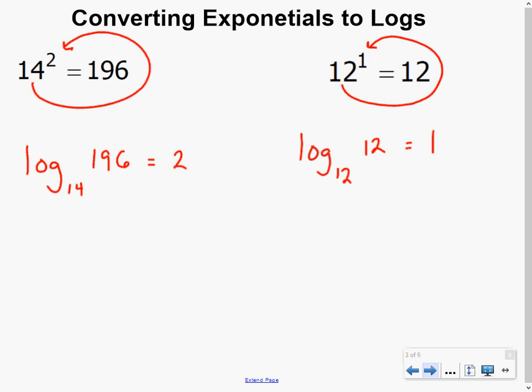So I know it seems strange now, but I promise you this is going to come in handy when we get to really complicated and challenging exponential equations down the road.